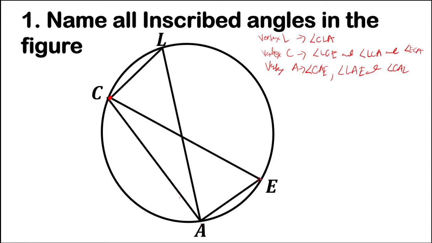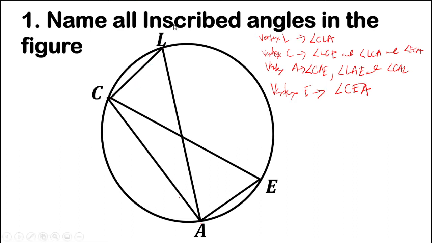Next, last one, vertex E. If you have vertex E, only one touches there. Wrong, we are at vertex E. So, angle CEA. Okay? So, that's how you name all inscribed angles in a given figure with many vertices.